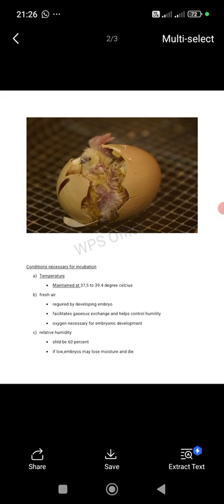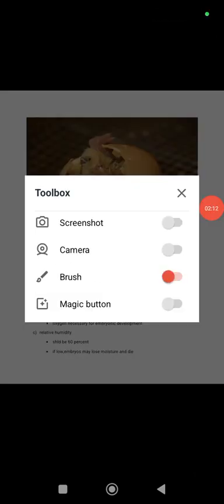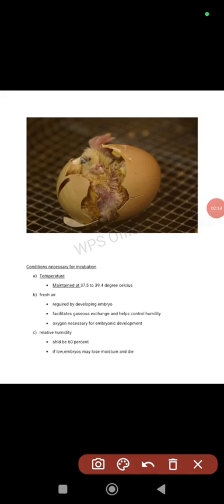Another condition is fresh air. So fresh air is also known as ventilation. There should be enough fresh air circulating in the incubator. The fresh air is required by the developing embryo. So we have written here the keyword is developing embryo.